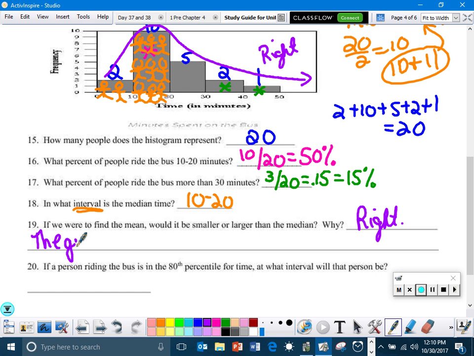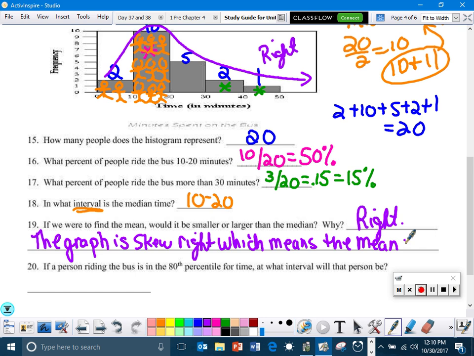The graph is skewed right, which means the mean is to the right of the median. Okay, again, the graph is skewed to the right, which means the mean is to the right of the median.